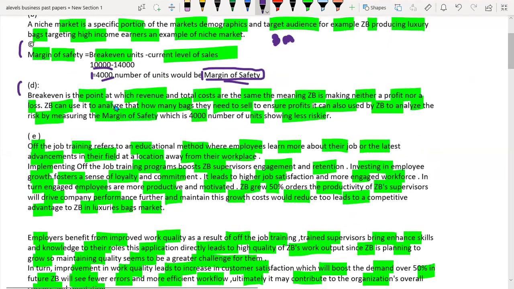So first of all, we have to say what is a break even. This is optional if you want to write it, that's your choice. But we only need to describe the way that this would be useful.